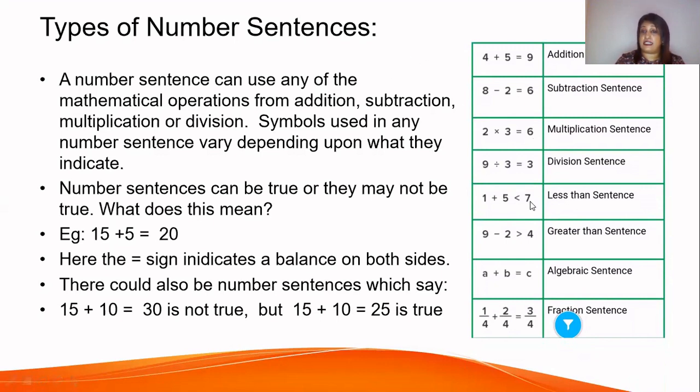Then you can have a less than number sentence. 1 plus 5, which is 6, and on my right-hand side, I have 7. So it's less than. Or you'll get a greater than number sentence. 9 minus 2 is equal to 7, and my answer on the right-hand side is 4, so it's bigger than 4, so it's greater than. Or you can get algebraic sentences, which we'll do in a higher grade. A plus B is equal to C. And then you've got a fraction number sentence, which is a quarter plus 2 quarters will give me 3 quarters. So here we have all the different types of number sentences that you can get.